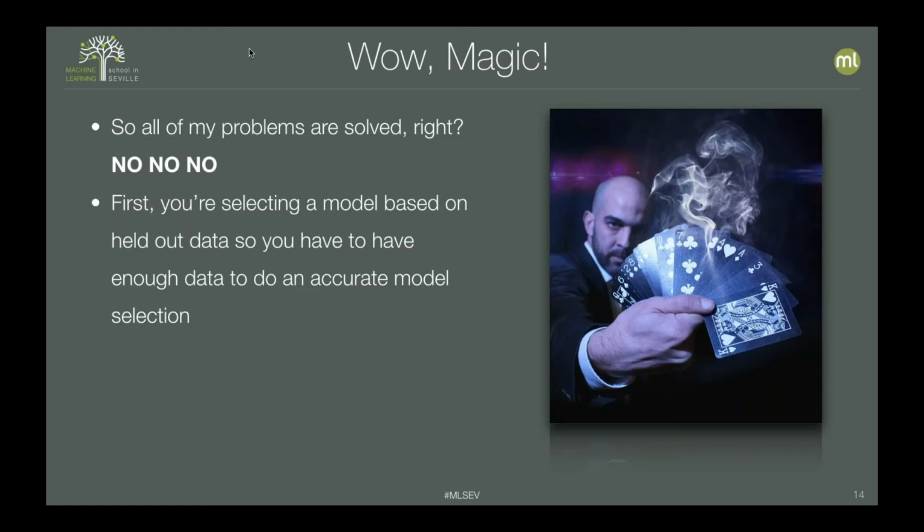First of all, you're selecting a model based on held out data. So this means you have to have enough data to do an accurate model selection. If you've got tens of thousands, hundreds of thousands, millions of points, then this isn't something you have to worry about as much, right? You've got enough data to do the model selection and train the model and have a separate holdout. You've got enough data where you can keep splitting it and still get a good model. If you've got like hundreds of points or even just a few thousand points, sometimes you don't have enough to do model selection in this way.